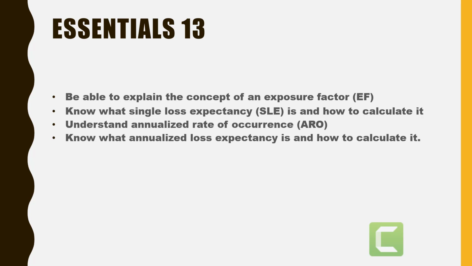Finally, let's talk about what annualized loss expectancy is and how to calculate it. ALE, or annualized loss expectancy, is an element of quantitative risk analysis that represents the possible yearly cost of all instances of a specific realized threat against a specific asset. The formula is ALE equals single loss expectancy, SLE, which you just learned, times annualized rate of occurrence, ARO, which you also just learned.